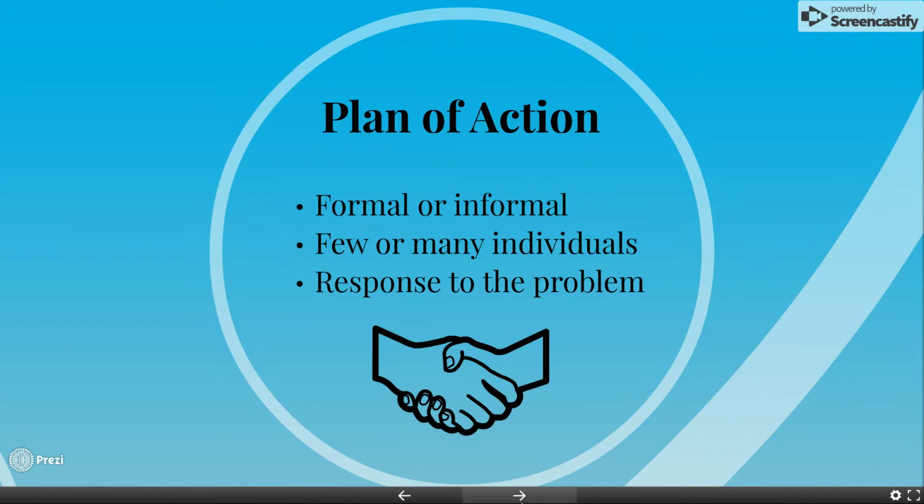This action plan that comes out of the research may be formal or informal. It may have few or many individuals, but it is the response to the problem.